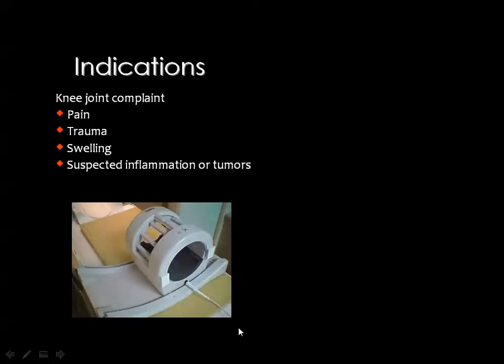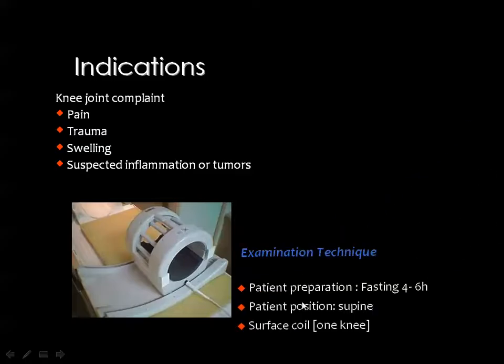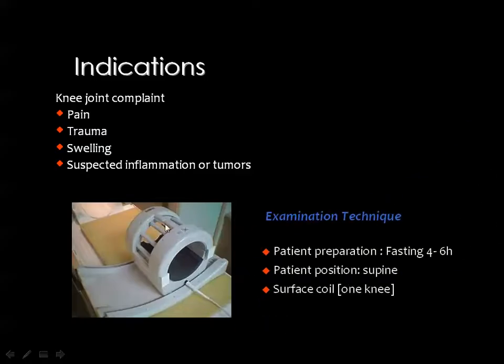And you know that we usually examine the knee joint by MRI for these particular complaints, especially the local complaints like knee pain or trauma or swelling, and sometimes in cases of suspected inflammation or tumors. You all know that we use a specific surface coil for knee examination, and this coil enables us to examine a single knee at a time, and the patient position is the supine position.